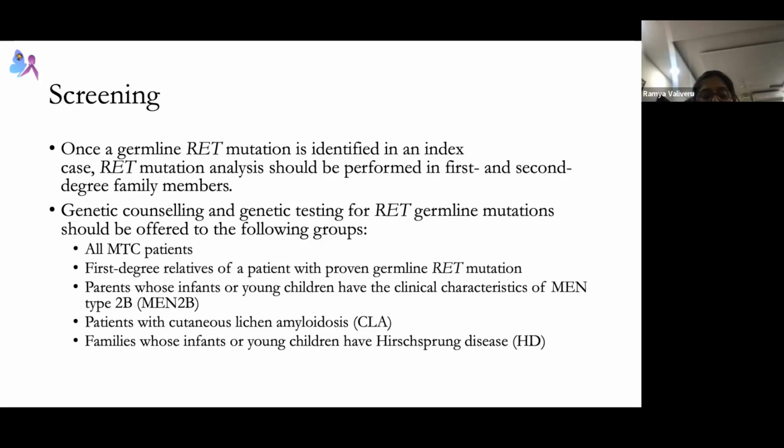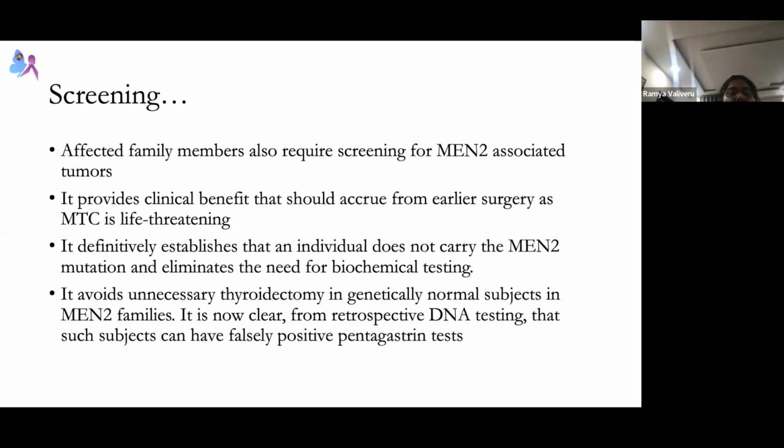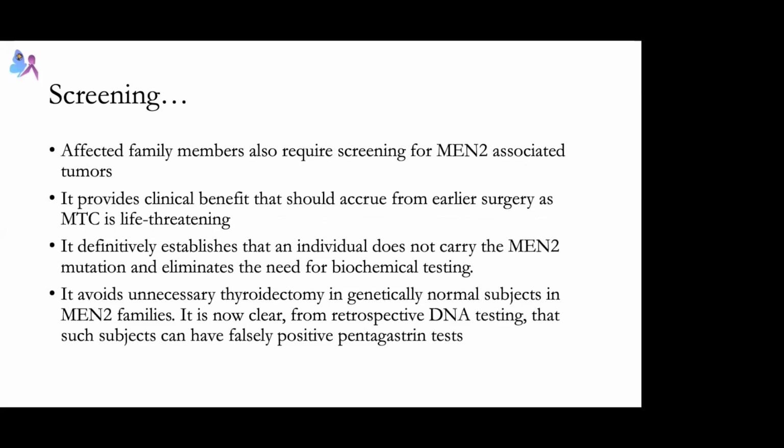And all infants with Hirschsprung's disease have to be evaluated for RET mutation. So if they have a germline mutation, they can have MTC later. So patients with CLA and patients with Hirschsprung disease should also be tested for RET. So affected families. Yeah.